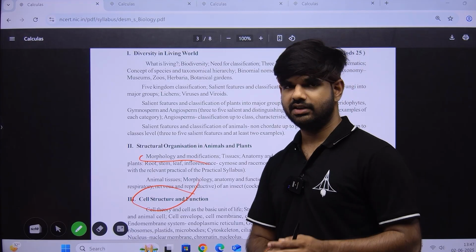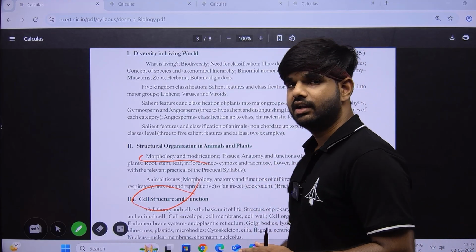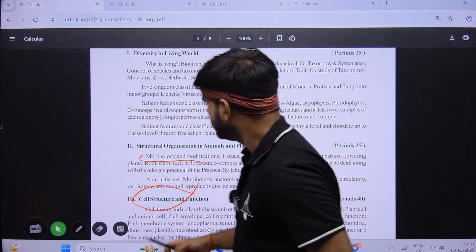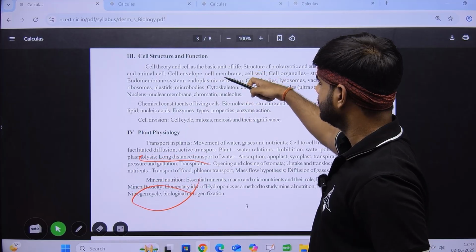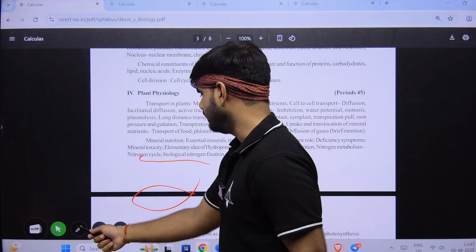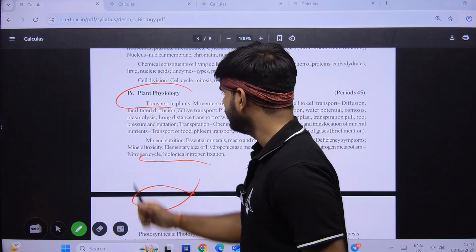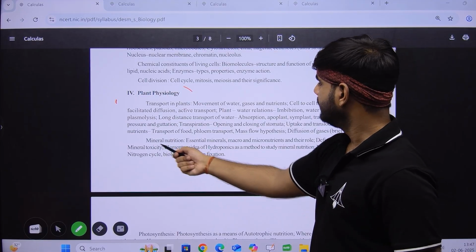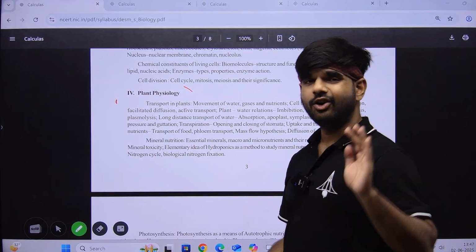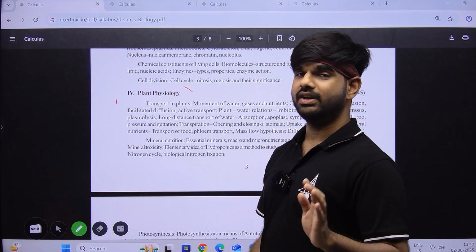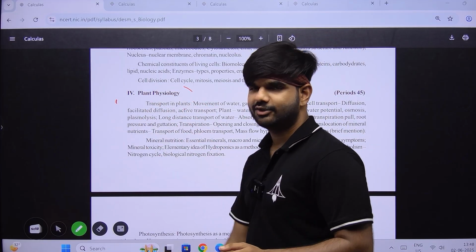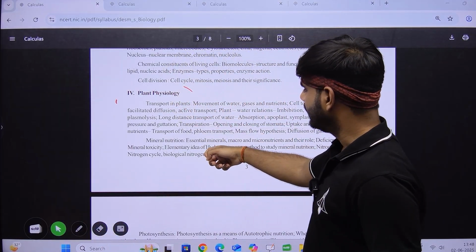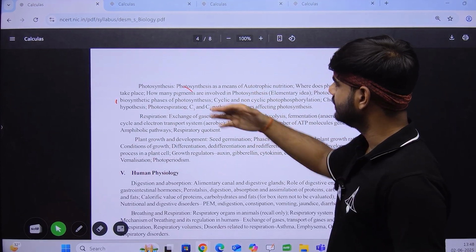If you have seen the previous year questions of NEST, you might have observed lots of questions coming from cell function, right? Next, what we have is plant physiology. Plant physiology again is important, okay, as we can see over here. Transportation in plants, mineral nutrition, okay, nitrogen cycle. All these concepts are very important, and the paper setters of NEST basically like these topics and they frequently ask questions from these, right? And what we can see next up is photosynthesis, respiration.